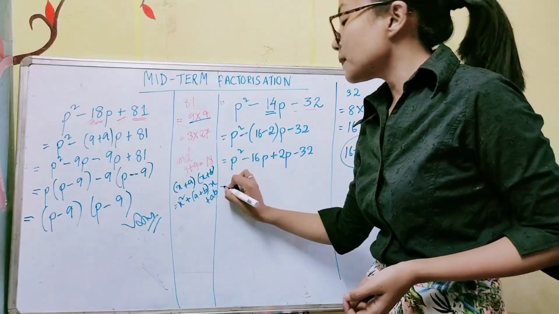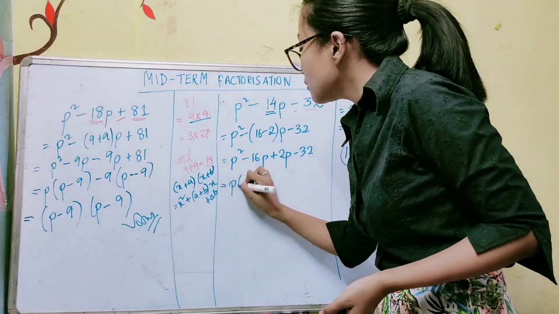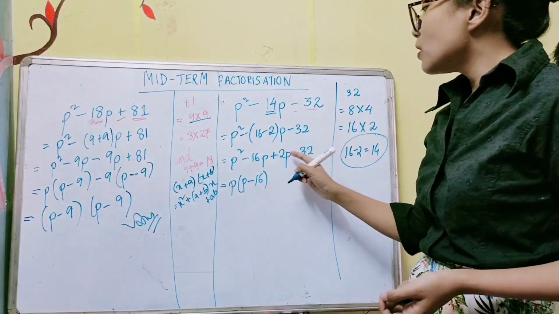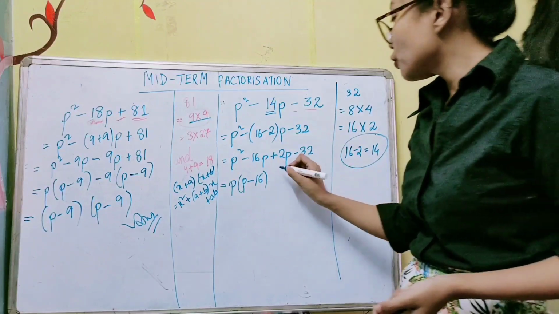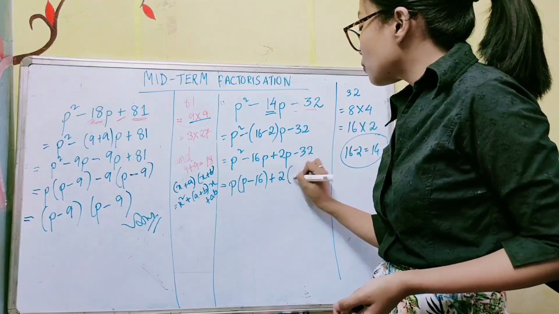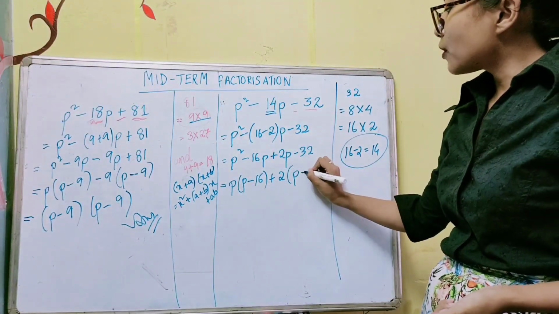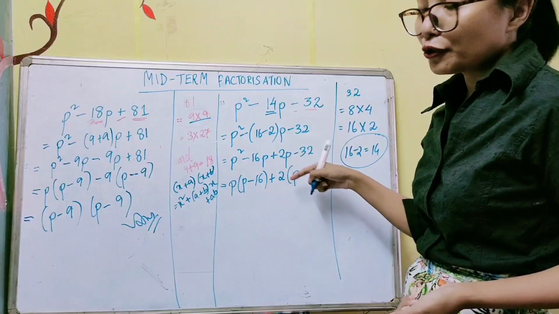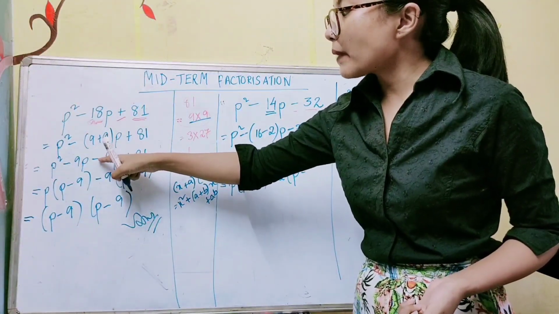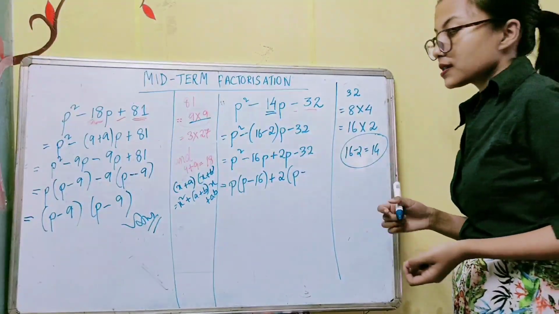Again, the next step is taking common. Out of this p is common, so take out p. So here what is left? P minus 16 is left. And out of this 2 is common because 32 is an even number, so you can take out 2 common. And this time here is plus, so no need to change the sign. Take out 2, p is left, and then plus. There it was minus, so inside the bracket I changed the sign. But if it is plus, you don't need to change the sign.